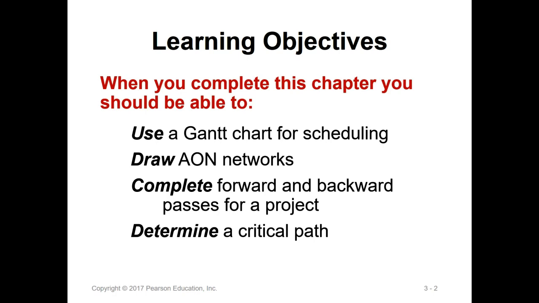The third goal is to complete the forward and backward passes for a project. This is a scheduling approach as well. We'll see what the forward path is and what the backward path is. From these paths, we have to introduce a lot of concepts: early start, early finish, late start, late finish, and some others. Then we can determine a critical path from your network drawing and from the forward and backward passes.